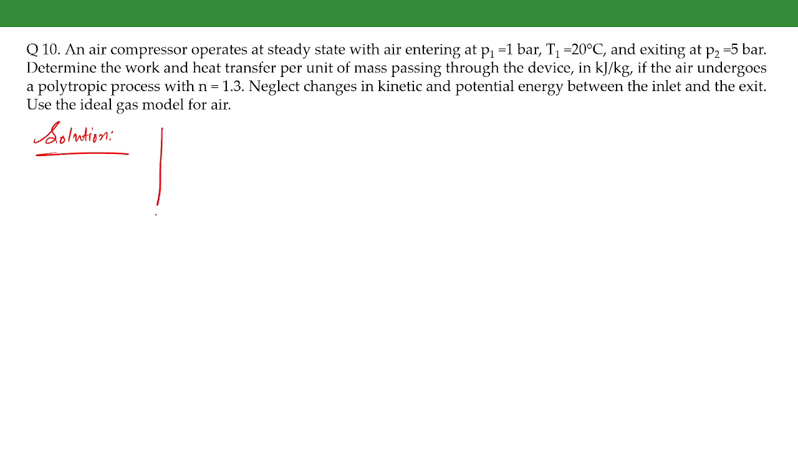So what is the process here? If we draw the process on a PV diagram, we can express it as, let this be the 5 bar pressure, and let this be 1 bar. So from 1 to 2, there is a compression process. It undergoes the compression in the path where PV to the power 1.3 is constant, that is with a polytropic index of 1.3.